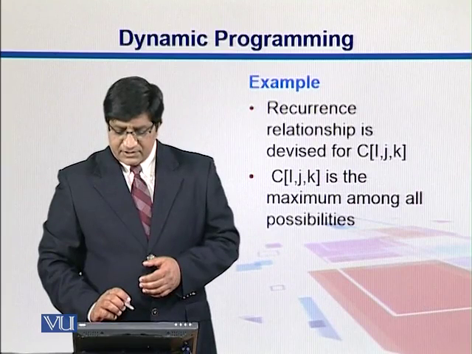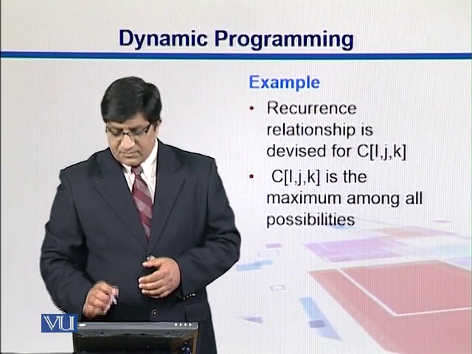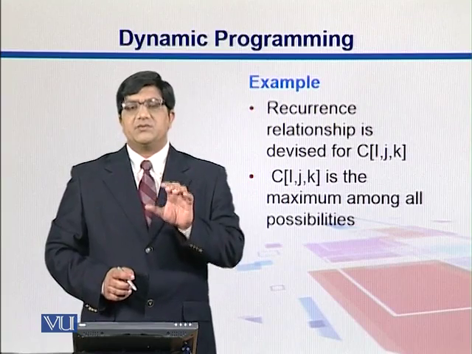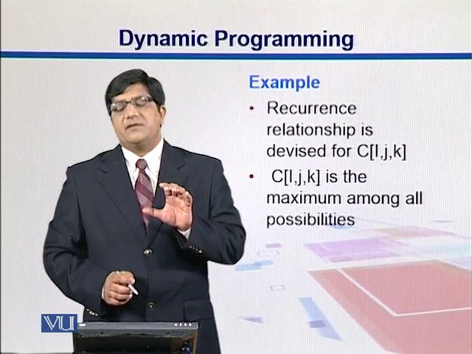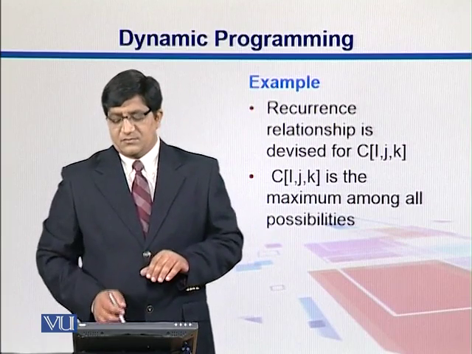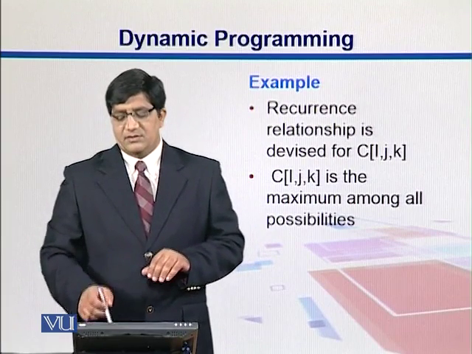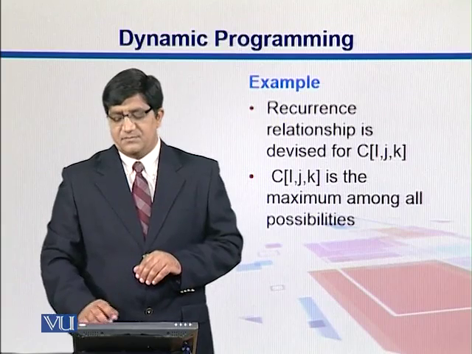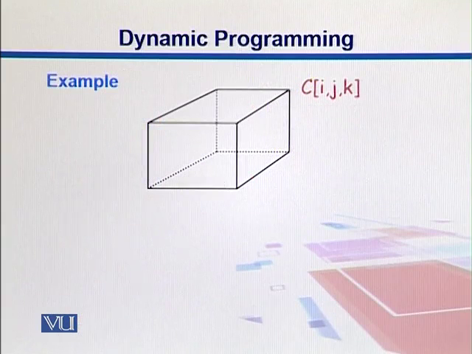There is a recurrence relationship. So Cijk is the maximum among all possibilities. What is the score at that column? We derive that score from all those different 7 moves or options. That maximum score is what fills into this function, Cijk.